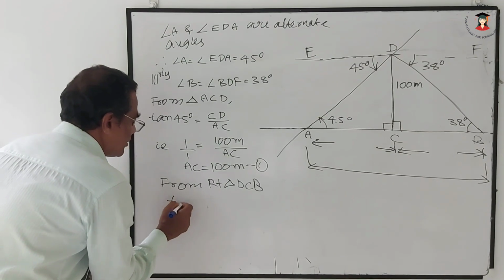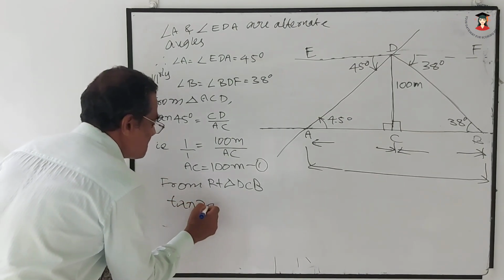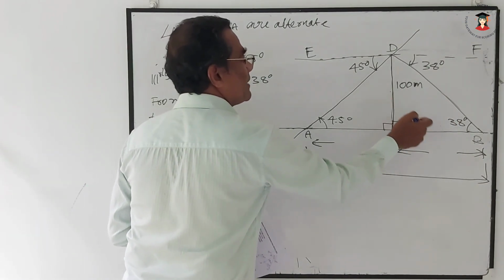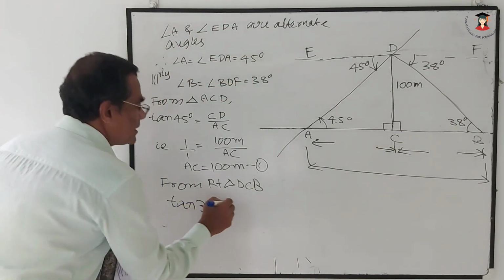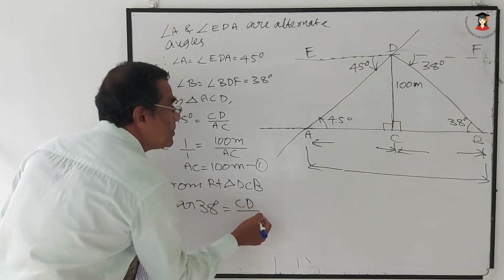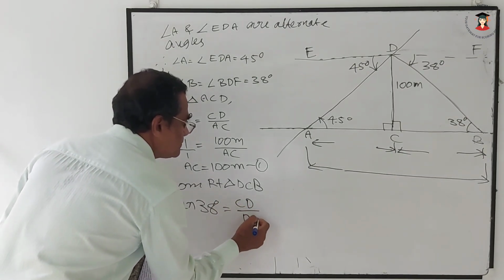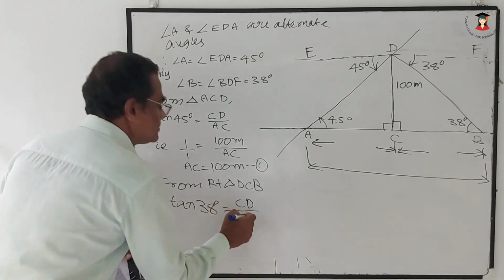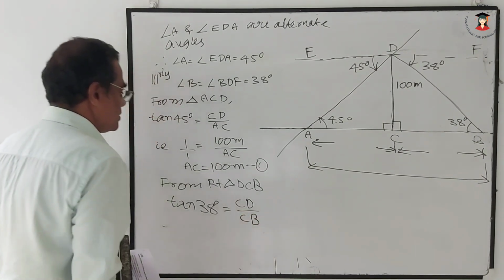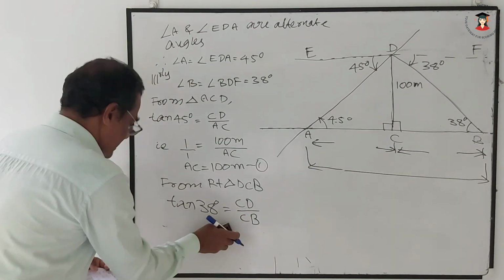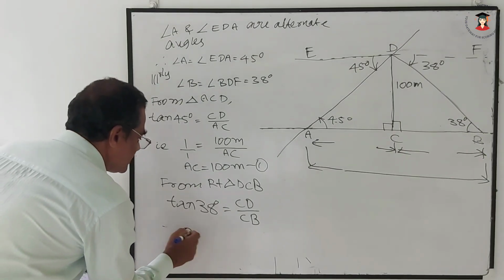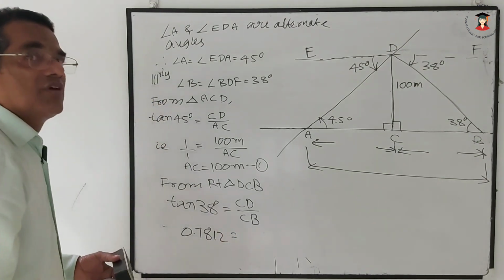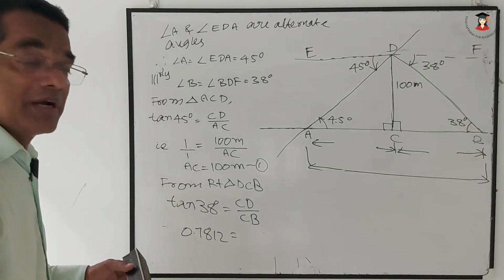So what we need to find out is tan 38 degree. Tan 38 degree is the opposite side of 38 degree divided by the adjacent side of 38 degree. That is CD by BC. Say CD. What is tan 38 degree? Tan 38 is 0.7812. This value you can find out from the trigonometrical table.